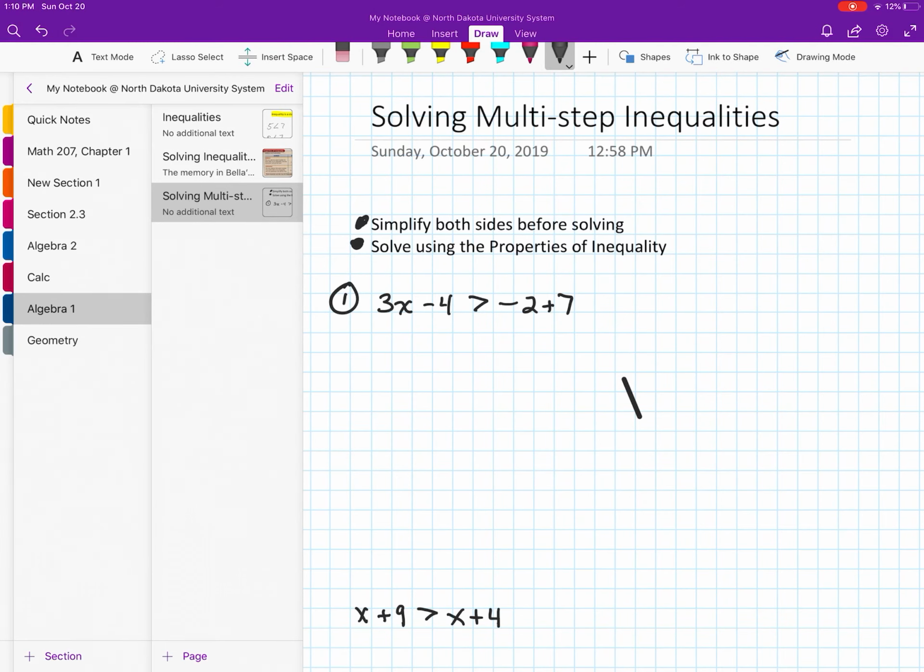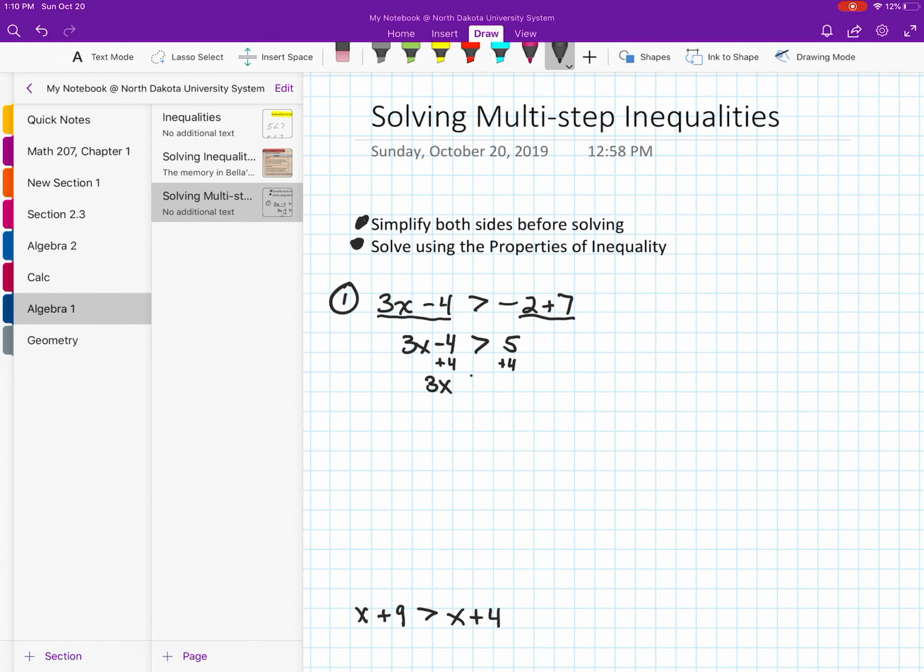Let's call this example 1. That seems logical. We're going to simplify both sides. We can't really do anything with that mess, right? We don't have like terms over there, but we do have like terms over here. So let's simplify the right side of the inequality. We have 3x minus 4 still on this side, still greater than whatever's on the right side, which we know is 5 because we've combined 7 and negative 2.